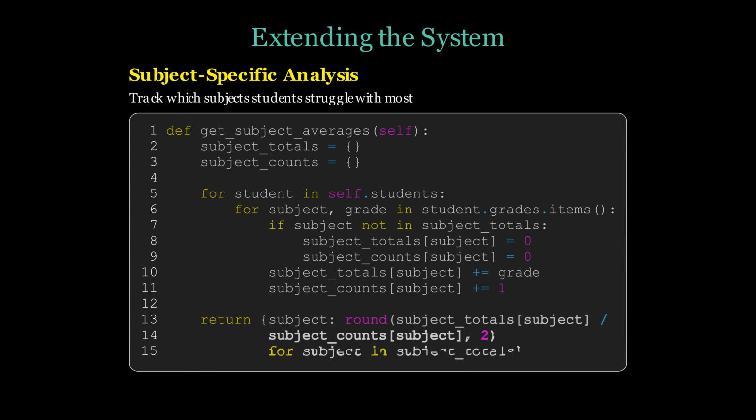Third extension. Subject-specific analysis. This method calculates the average grade for each subject across all students. It uses 2 dictionaries to track totals and counts for each subject. As it iterates through every student and their grades, it accumulates the totals and counts. Finally, it uses a dictionary comprehension to compute each subject's average. This reveals which subjects students find easy versus difficult. Maybe everyone excels at Python basics but struggles with algorithms. Teachers can use this to adjust their teaching focus.